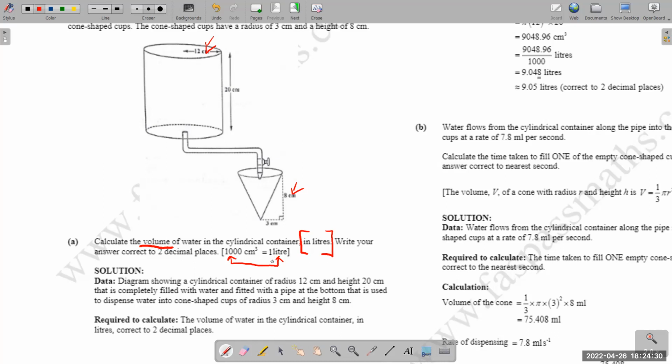So let's look at where we get the information from. Let's go back. They ask us to find the time it takes to fill up one of the small cups. Agree or disagree? So that means all the information we're going to be using is the information around the cup. So if we're going to use a volume, which volume are we going to use? We're not going to use the volume of the big container because that's not what we're filling up. We're finding the volume of the cone cup.